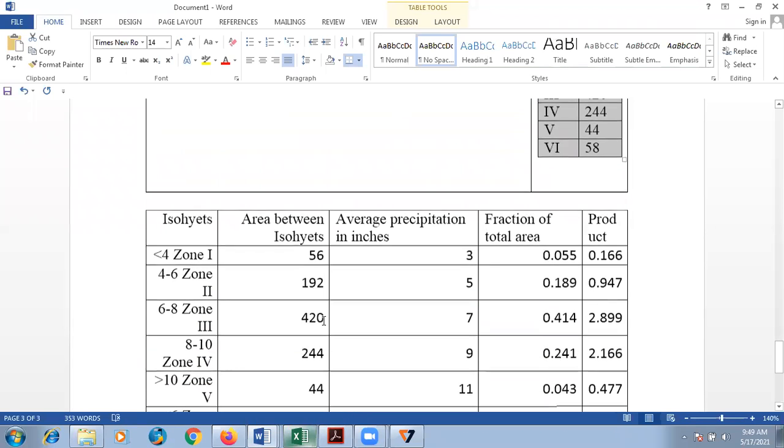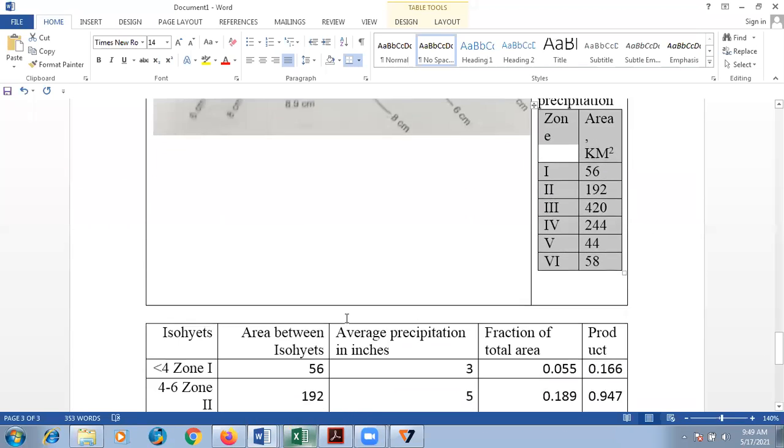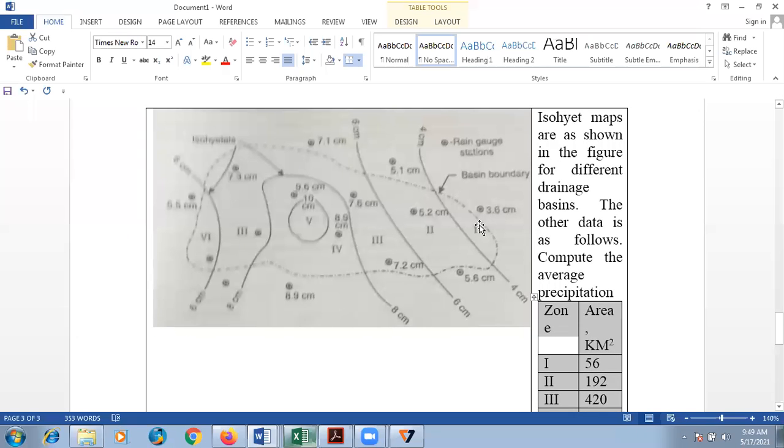Suppose if you take the first one, zone 1, if you look into zone 1, this is zone 1. Zone 1 is to the right side of 4 centimeter isoheight. And the value of the rainfall reduces in this direction. And also look for intervals of the isoheights which are shown in the sketch. The intervals you can easily understand from 4 centimeter, 6 centimeter isoheight, 8 centimeter isoheight, 10 centimeter isoheight. Means that the isoheight intervals are taken as 2 centimeter.